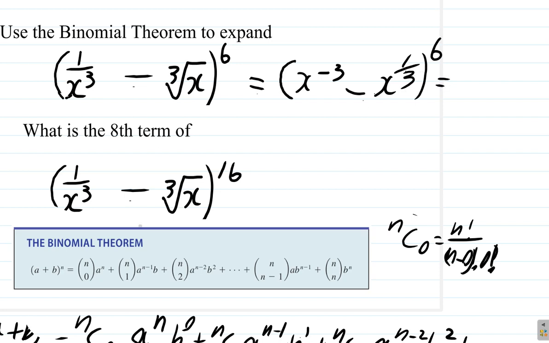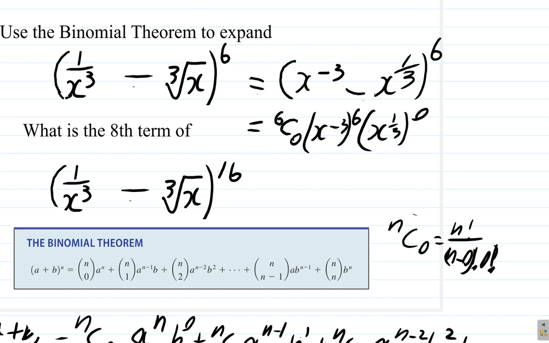So what we have therefore, let me write that part below here. What we have therefore is 6C0, x to the negative 3 raised to the power of 6, x to the 1/3 raised to the power of 0.